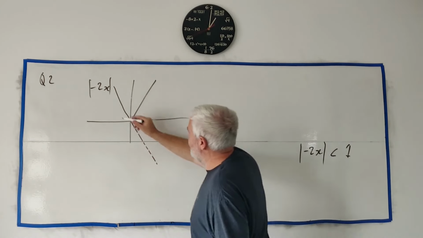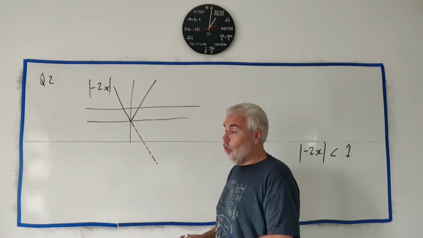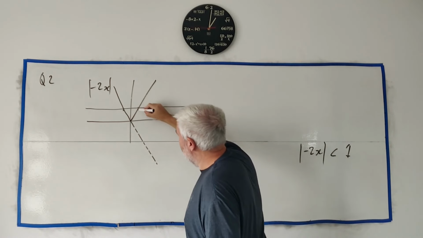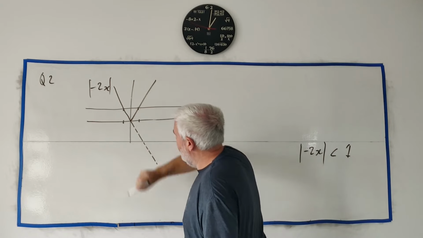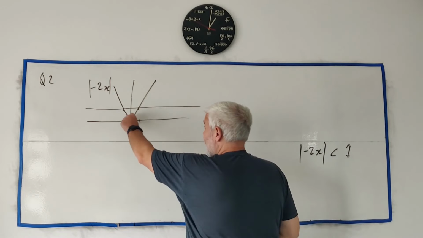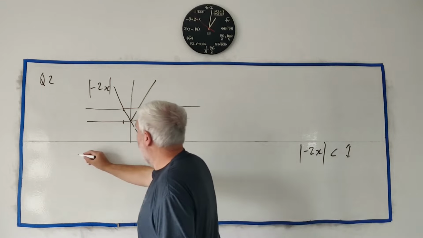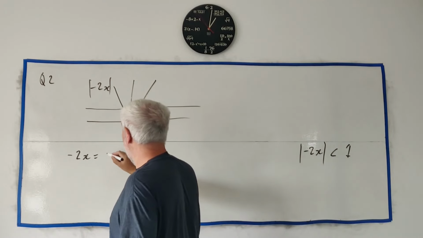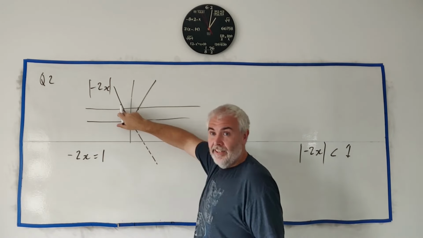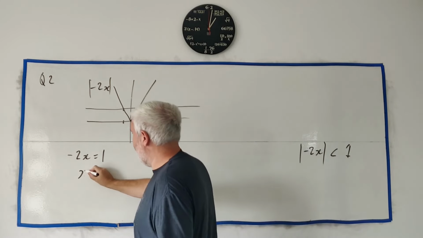So when is that less than 1? Well, there's 1 drawn in, so it's between these 2 points, whatever this point is and this point is. You can find that just by taking either one of them: minus 2x equals 1. When does that intercept? It'll be the same answer over there.